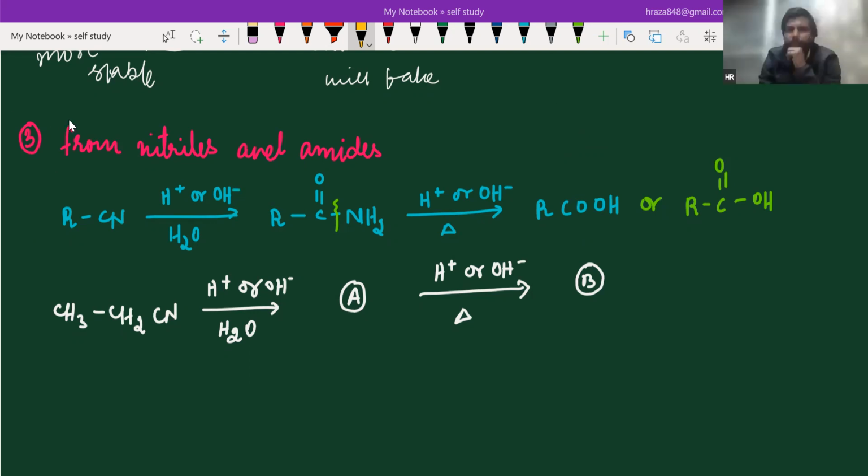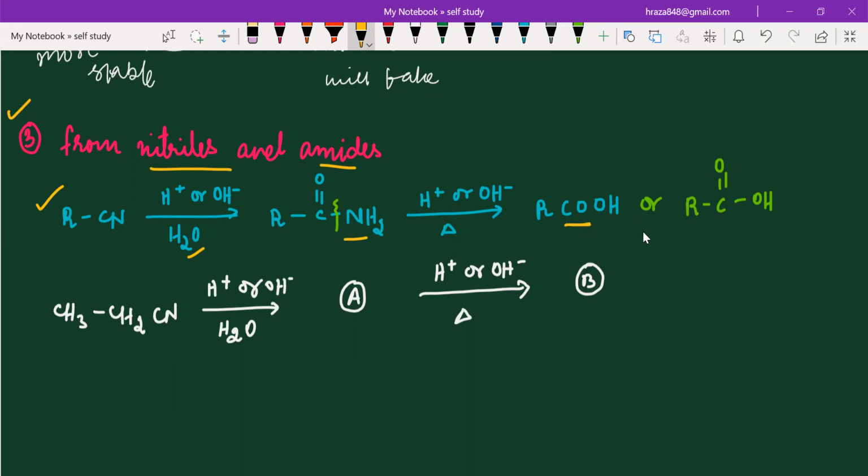We just started the preparation of carboxylic acid. We did the first and second preparations in the previous class. The third is preparation of carboxylic acid from nitriles and amides. So this is your nitrile. You react it with H2O in the presence of acid or base and you get an amide. After this, you heat it in the presence of acid or base, and then you get RCOOH. As a byproduct, you get ammonia, NH3.